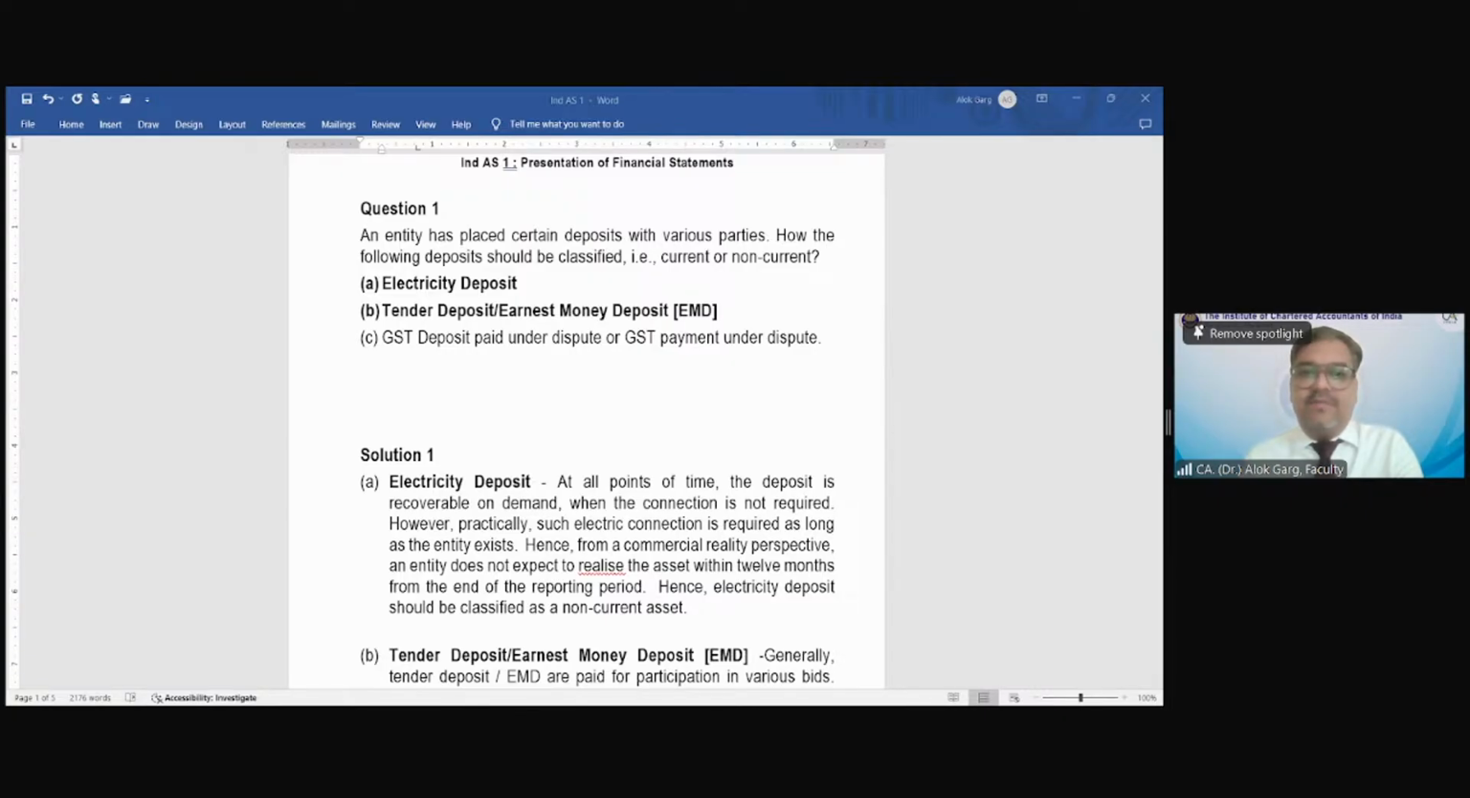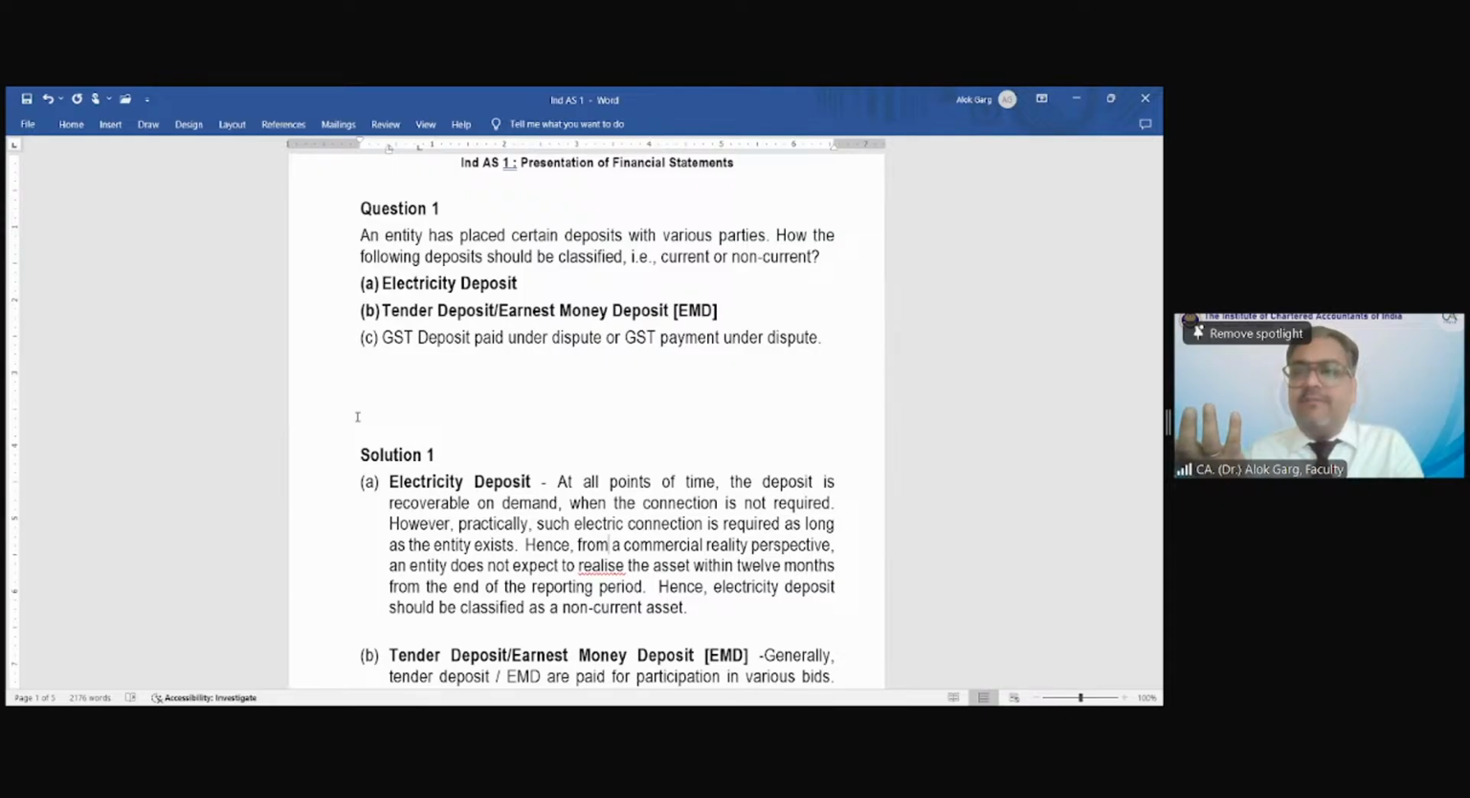Shweta is saying if dispute is resolved within 12 months, then it is current, otherwise non-current. If dispute is resolved within 12 months, are you talking about dispute is resolved? How come you know that dispute will be resolved within 12 months? If the entity expects that the dispute is going to be resolved within 12 months, it is expectation. So when you see the word expect, the company expects. And in the real world, how does this company expect?